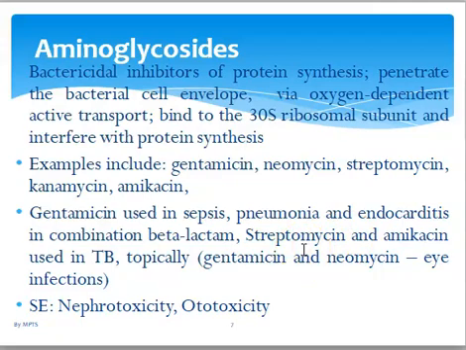Streptomycin and amikacin are used in TB as second line. Topically, gentamicin and neomycin are used in eye infection. Side effects we have are nephrotoxicity and ototoxicity. That's why they have to be used with caution in patients with kidney disease or CKD.